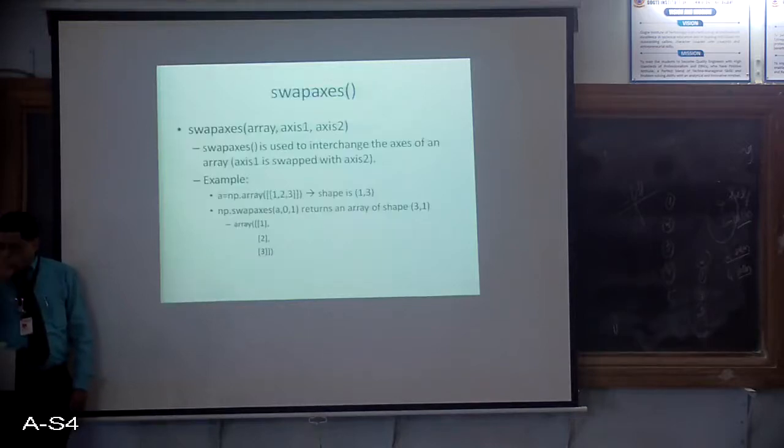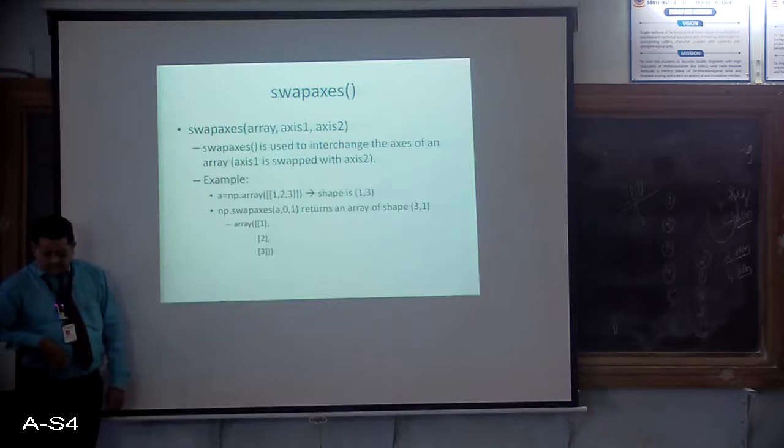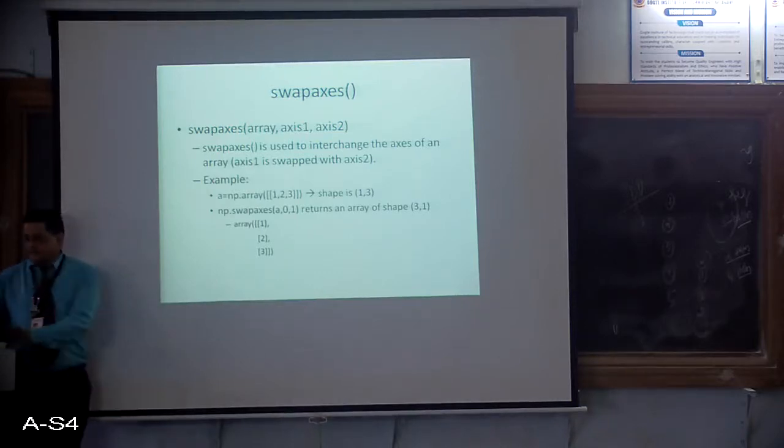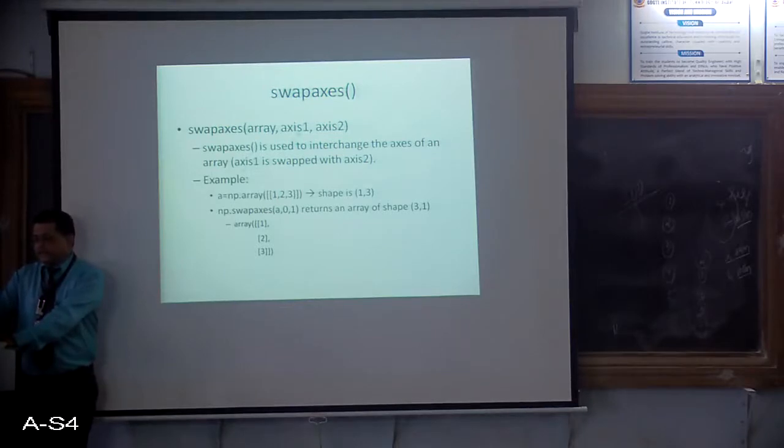And the second function that we are interested to look at is swapaxes. That is, how do we swap axes? The general form is numpy.swapaxes, the ndarray, axis 1 and axis 2, which we want to interchange. So swapaxes is used to interchange the axes of an array. Here basically axis 1 is swapped with axis 2. For example, A is an ndarray whose dimension is 1 by 3. Observe that it's a list that I have provided. So it becomes 1 row and 3 columns.